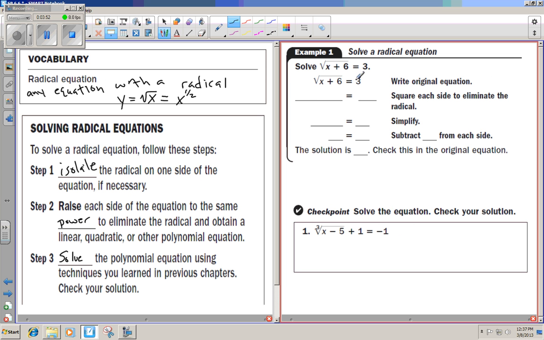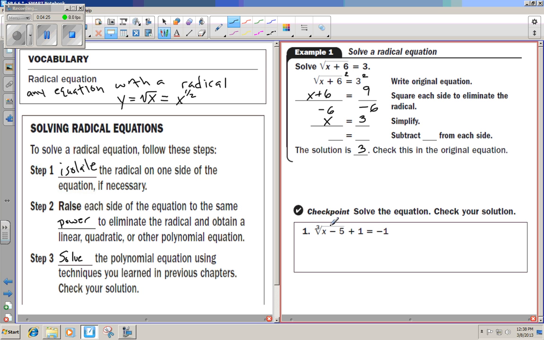So the first one here, write the original equation, square each side to eliminate the radical. Remember, step 1 is to isolate the radical. This is now isolated. So you basically square both sides, and you get x plus 6 equals 3 squared, which is 9. Now it says to simplify by subtracting 6, and you get x equals 3. So the solution is 3.